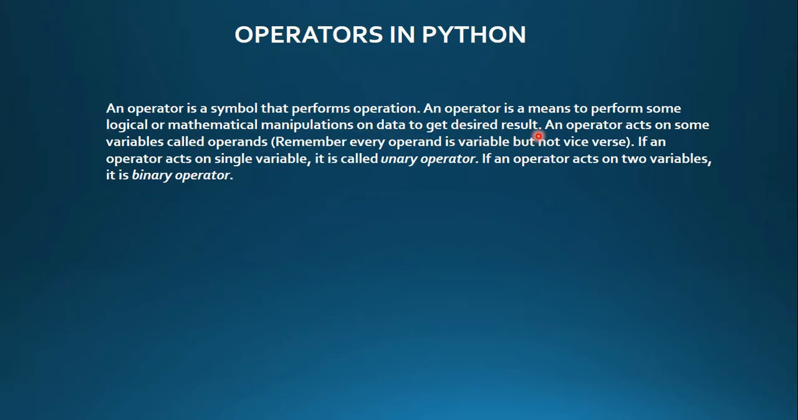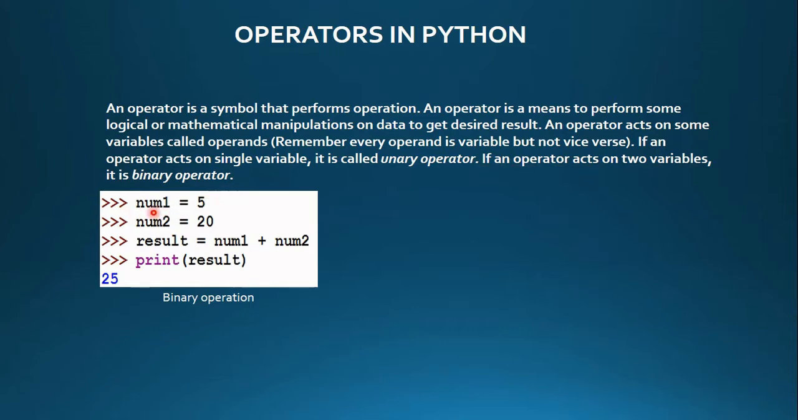An operator acts on some data, right? And where is the data stored? Data is stored in some variable, and the variables an operator acts on are known as operands. Remember, every operand is a variable but not vice versa. If an operator acts on a single variable, it is called a unary operator, and when an operator acts on two variables, it is a binary operator. Let's see some examples.